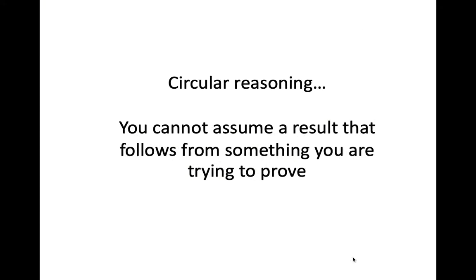All right, the next thing is circular reasoning. Now, this is a little more subtle, a little harder to see. But basically, you cannot assume a result. So you cannot come to the end of a proof that comes from something that you're trying to prove. Now, that sounds very funny, and I think we're going to need to see some examples. But if you're trying to prove one thing, make sure that you don't assume it's true in order to prove it, because you are basically using the thing you're proving in your proof, and that makes no sense at all.